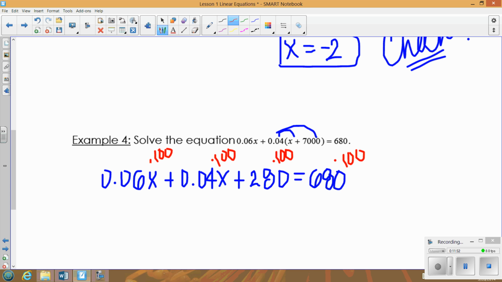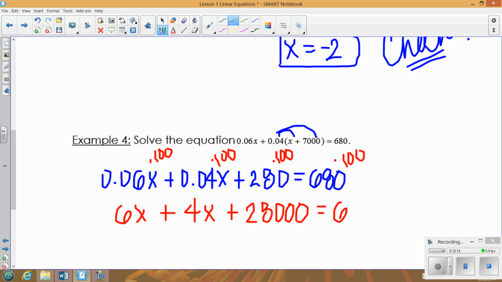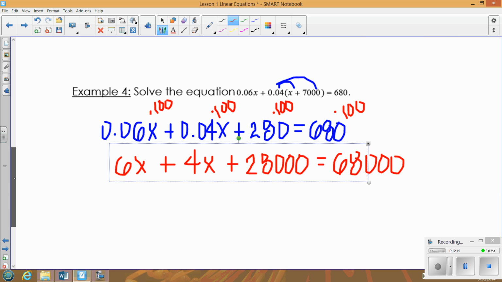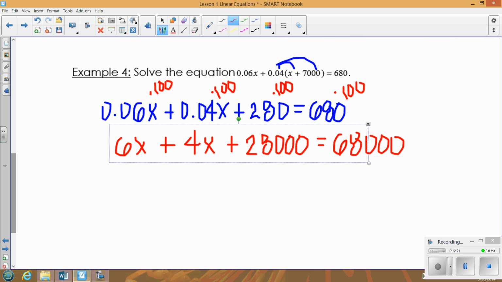So anyways, now I'm going to look at 0.06 times 100. It's basically just going to move my decimal place 2 places over to the right. So then I get 6x. Same thing with the next one. You're going to get 4x. And then you're going to add 2 more zeros. So we get 28,000. And then over here, we're going to get 68,000. So now you have whole numbers that you're working with, which can make your math a little bit easier.